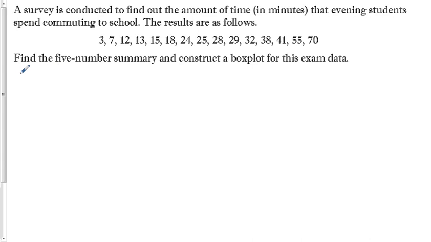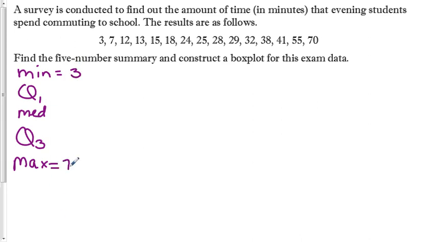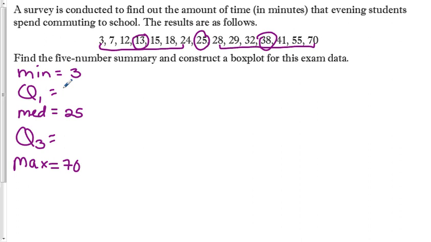By going through here and constructing our 5-point summary, we need our min, Q1, median, Q3, and the max. Don't forget, it will always be these 5 things. We can fill in our minimum is 3, our max is 70, and our median, if we find the center, is 25. To find Q1 and Q3, just like we did before, you're going to take the median of the lower half of data and the median of the upper half of the data. The median of the lower half is 13. The median of the upper half is 38. So there we have our 5-number summary.